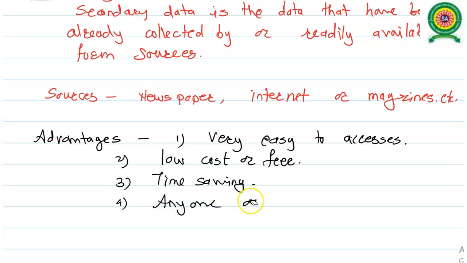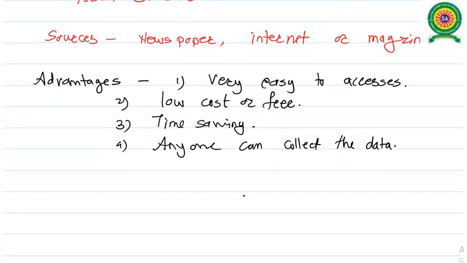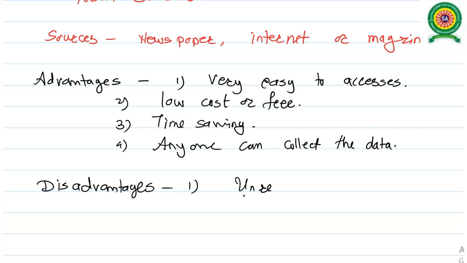Anyone can collect the data. Now, a few disadvantages we have for the secondary data. So which are the disadvantages of secondary data? First disadvantage we have, it is unreliable.